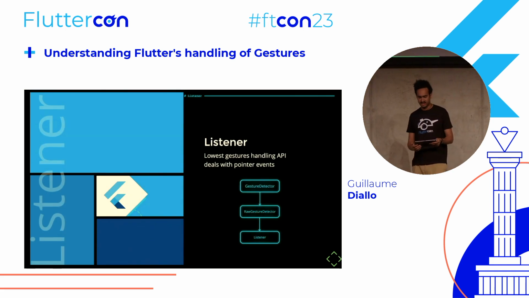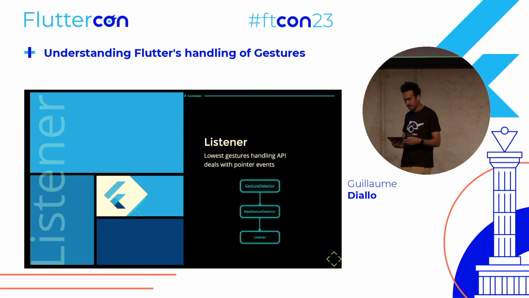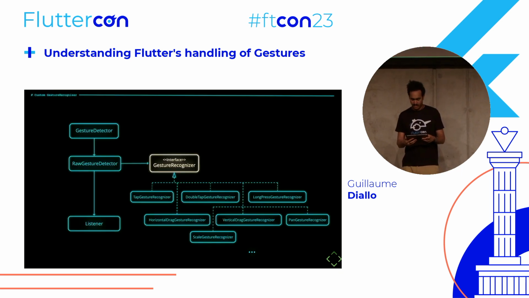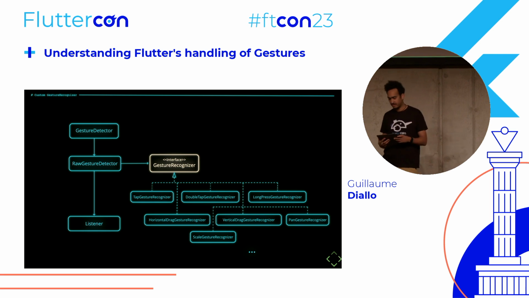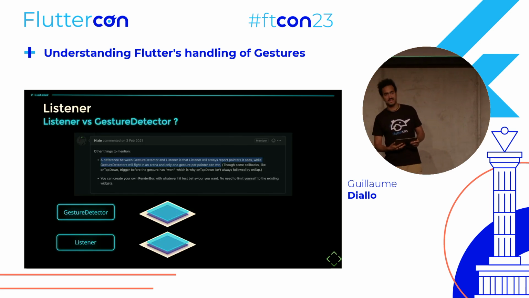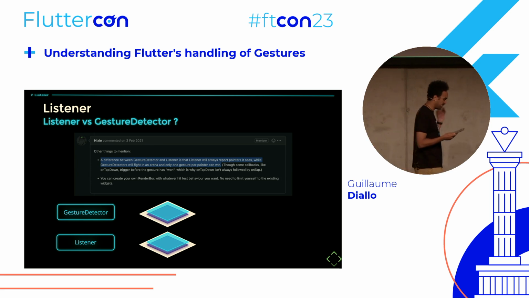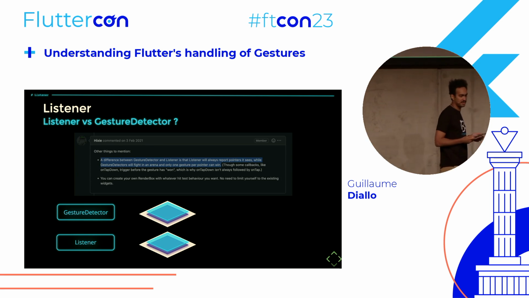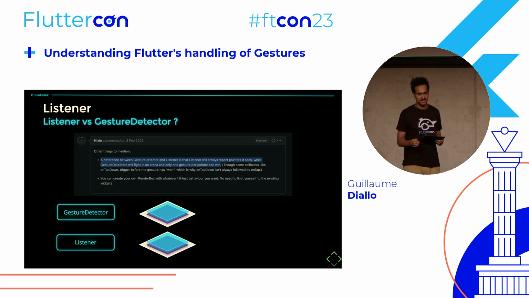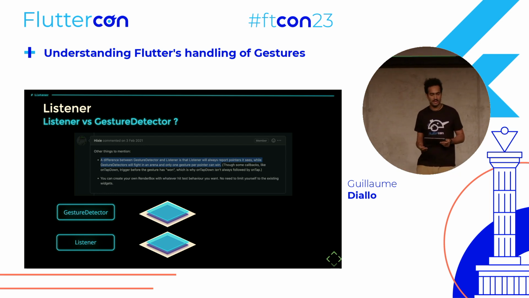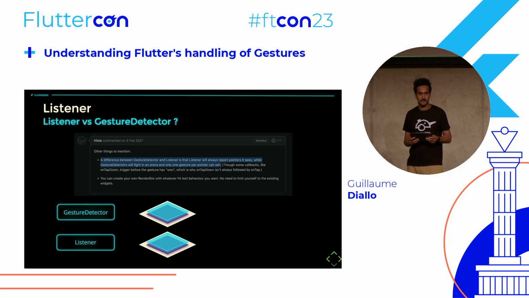So to do that, I need to go a little deeper under the raw gesture detector and use what's called a listener widget that we've seen on the other slide. And the listener widget is right there behind the raw gesture detector. And again, I will call on my friend Hixie with his great explanation about the difference between a gesture detector and a listener: a listener will always report pointers that it sees, while a gesture detector will fight in an arena and only one gesture per pointer can win. So there you go.